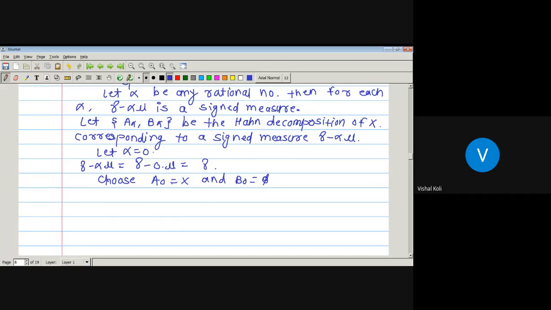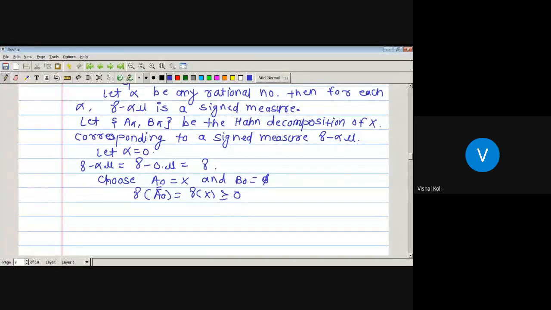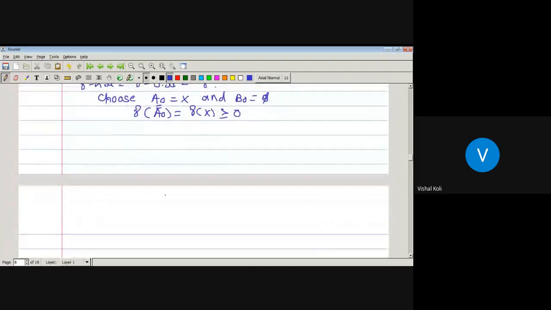Okay, so here we have taken the Hahn decomposition. Hahn decomposition means we have to get the intersection of A naught and B naught equal to phi. As we have taken alpha equal to 0, take A naught equal to X and B naught equal to phi. But as gamma is a measure, then gamma of A naught equal to gamma of X must be greater than or equal to 0, and A naught union B naught will be equal to X union phi, which is X. So the Hahn decomposition of X corresponding to the signed measure gamma minus alpha mu, with alpha equal to 0, is only gamma. So here we get gamma of A naught equal to gamma of X, which is greater than or equal to 0.